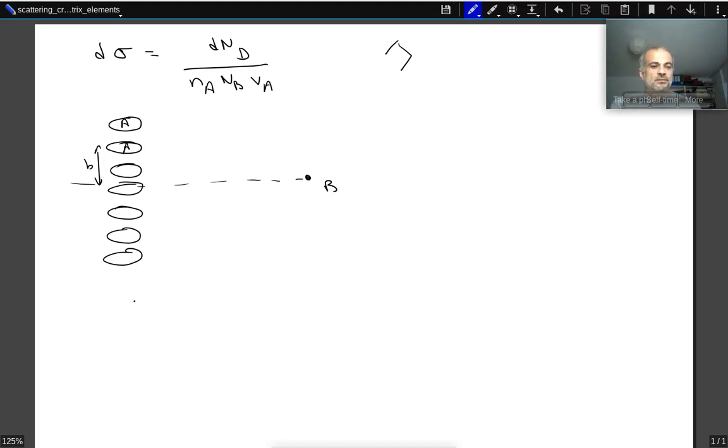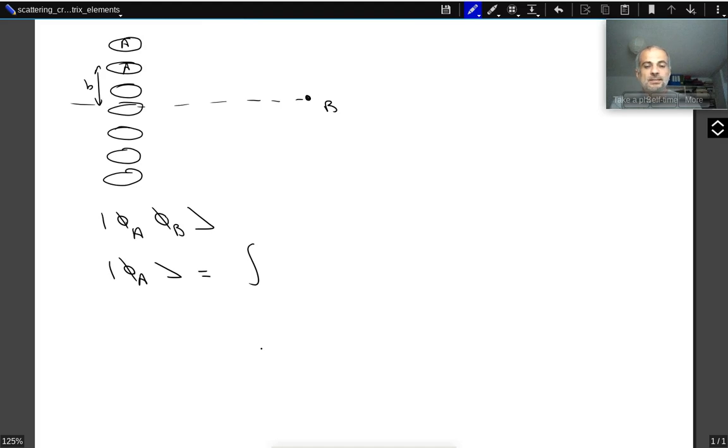Now first let's write down our initial wave packets. Initially, let's say that we have one A wave packet and our target wave packet. So first, rather than writing this two particle wave function, let me write the one particle wave function. It will be a superposition of various momentum eigenstates.